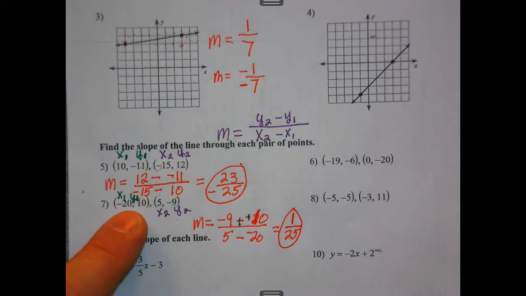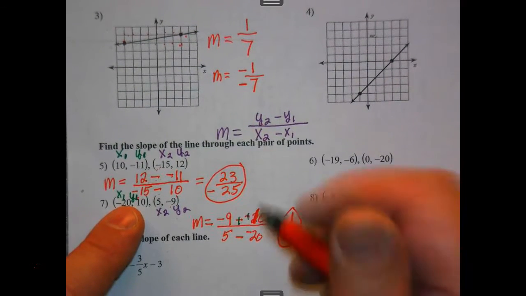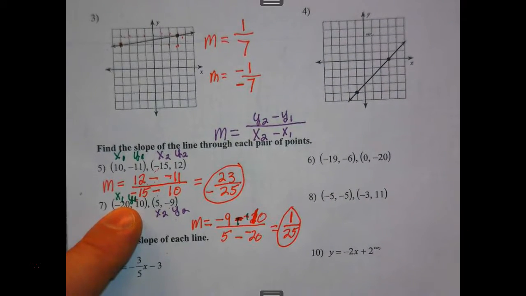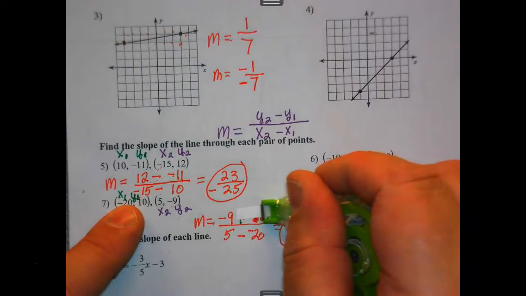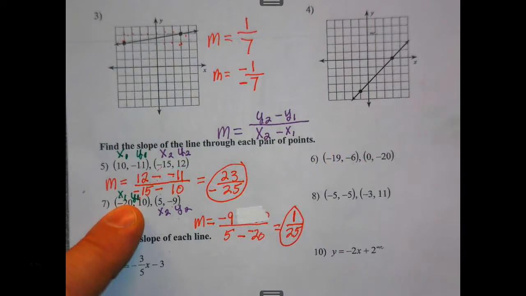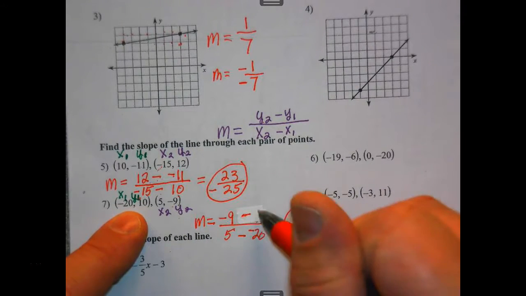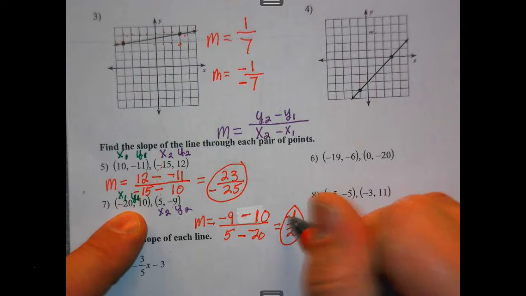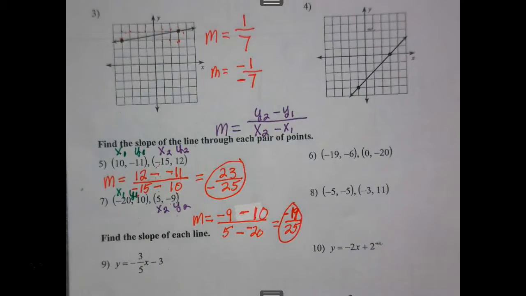Oh, is that a positive 10? Oh, okay. So it should be negative 19, right? Minus 10. Let me clean that up. That's a positive 10, so it's minus positive 10, which would be negative 19. Okay.